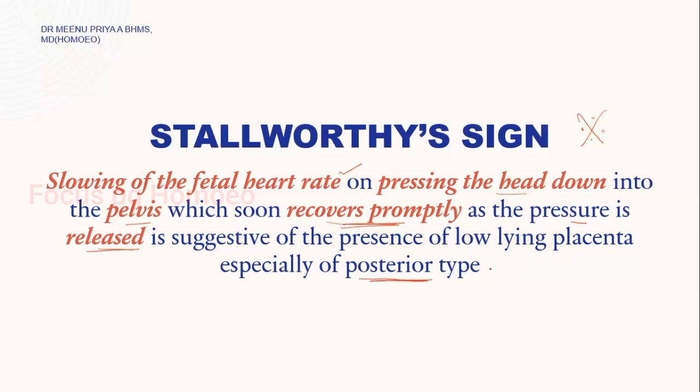Type 2 posterior type is the most dangerous presentation of placenta previa because anoxia is most common with this. Anoxia is directly related to the fetal heart rate, and that is why this sign is mostly seen in the posterior type of placenta previa. It is called Stalworthy's sign. It was asked previously in question papers, so I suggest aspirants remember this.